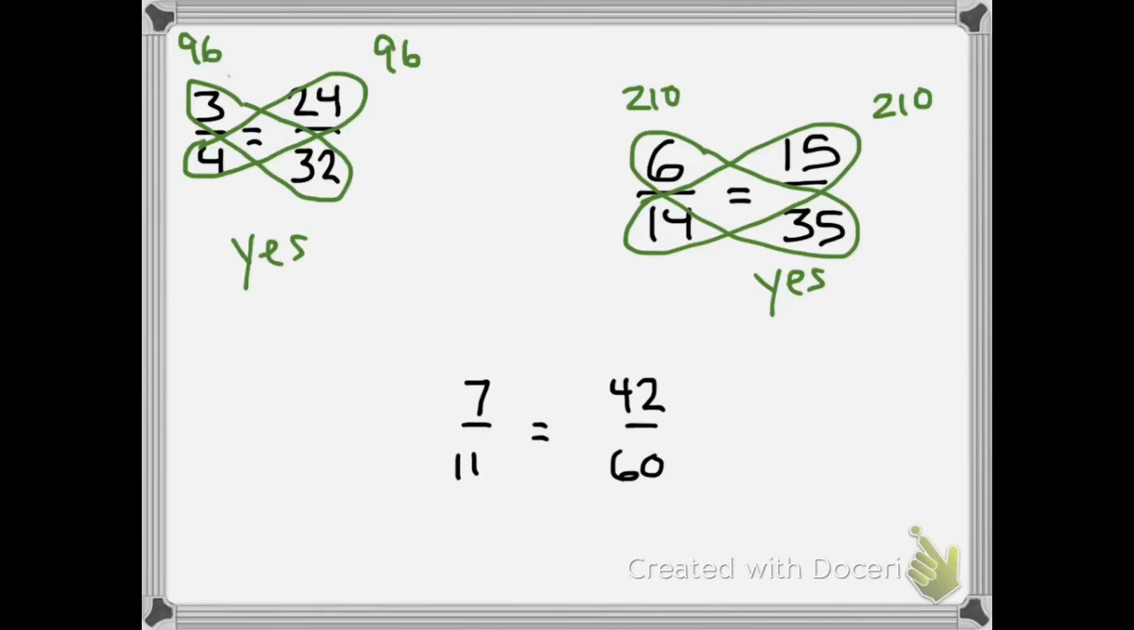With this one, we'll go back to our way with multiplication. If the top doesn't work, you can go to the bottom. It doesn't matter where you start. 7 times 6 will get us 42. If we try that on the bottom, well, 11 times 6 is 66, not 60, so this is a no. All right, so that works.